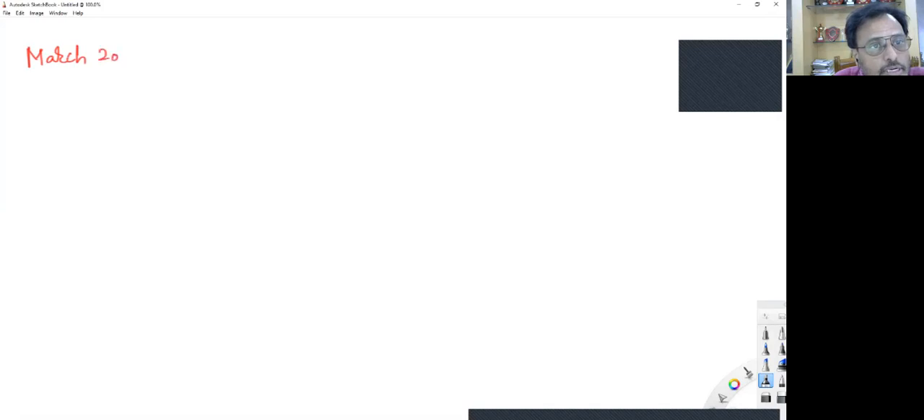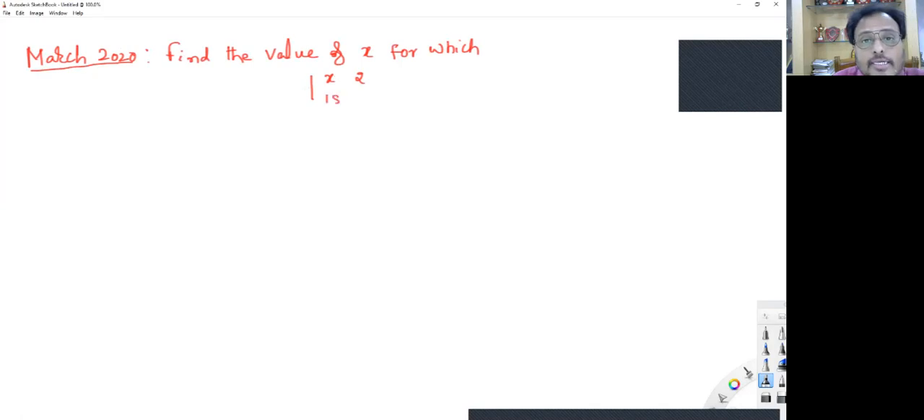March 2020 question paper. So in that he has asked, the question is: find the value of x for which the determinant of x2 18x, and the determinant, not its matrix, is equal to the determinant of 6 2 18 6.